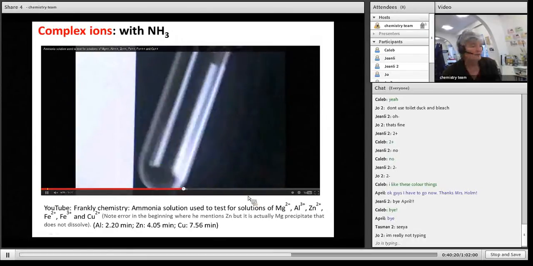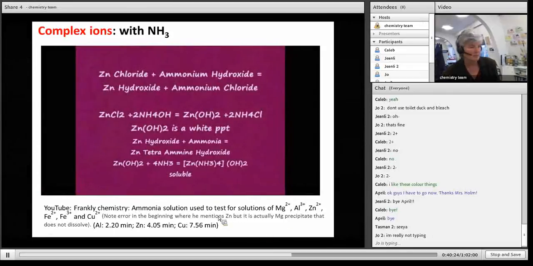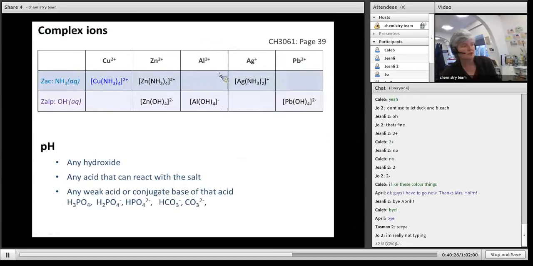Okay, so you do need to explain the complex ions. So there are the complex ions you have to learn. And the way you explain this is in terms of equilibria. And I will have some exercises in the next slide. I've just mentioned here as well the pH. These can also be affected when you change pH.